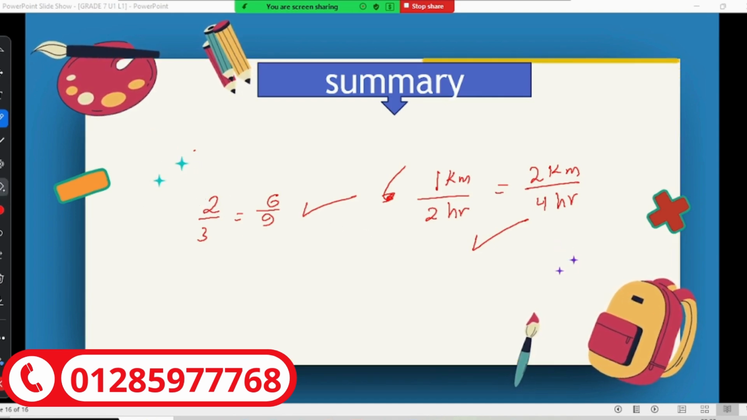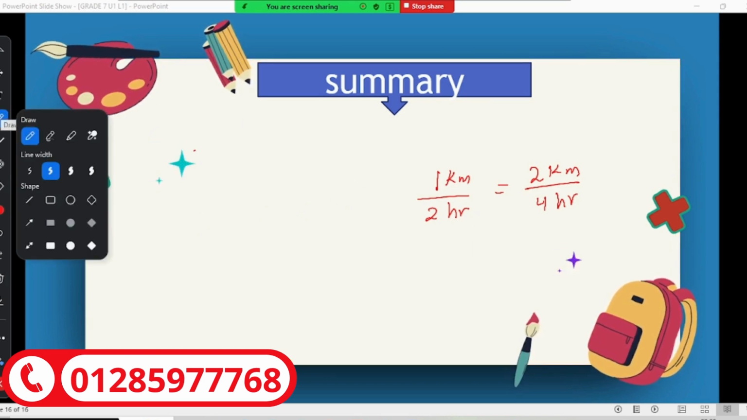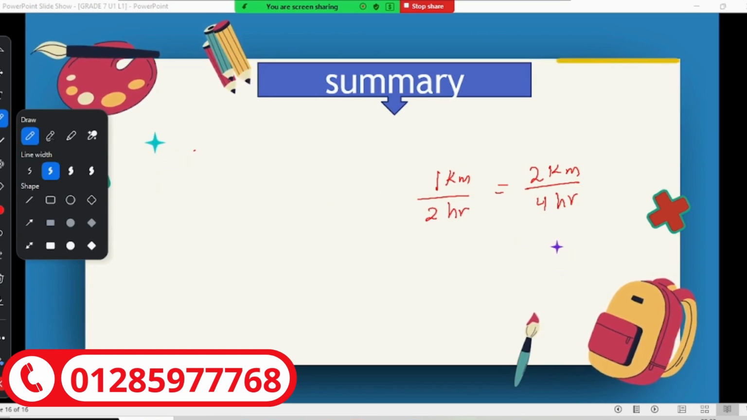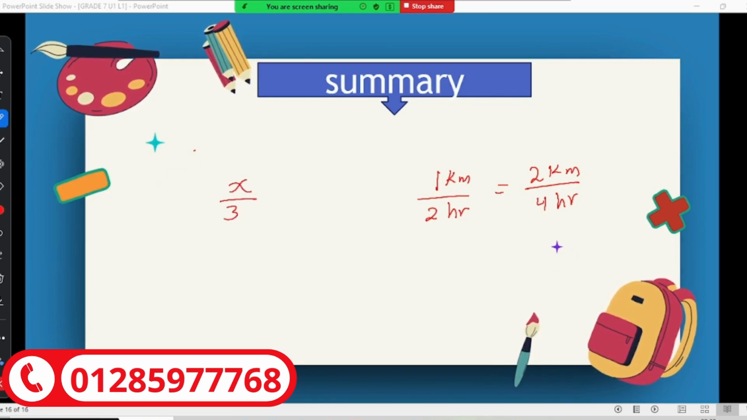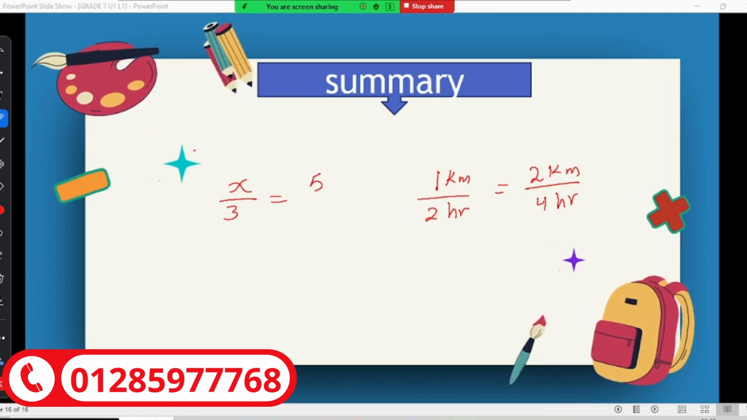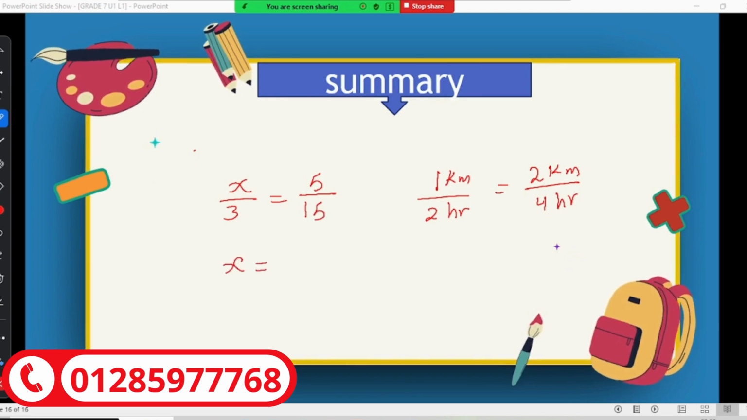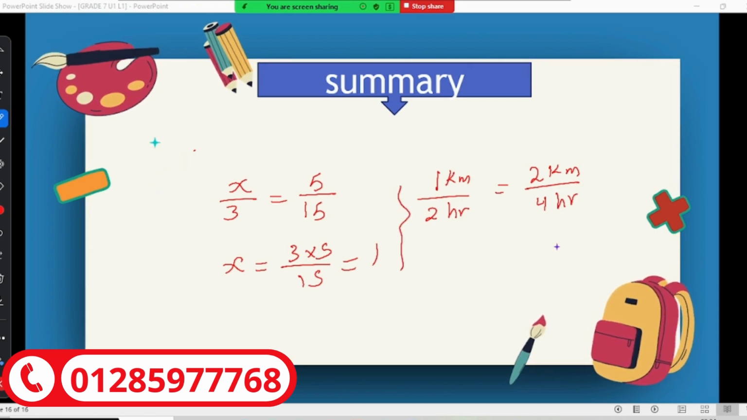Then the property of proportion here is that the product of extremes equals the product of means. So we can get the missing value from the property of proportion. If we have x over 3 equivalent to 5 over 15, we can get x from 3 multiply 5 over 15, x equals 1.